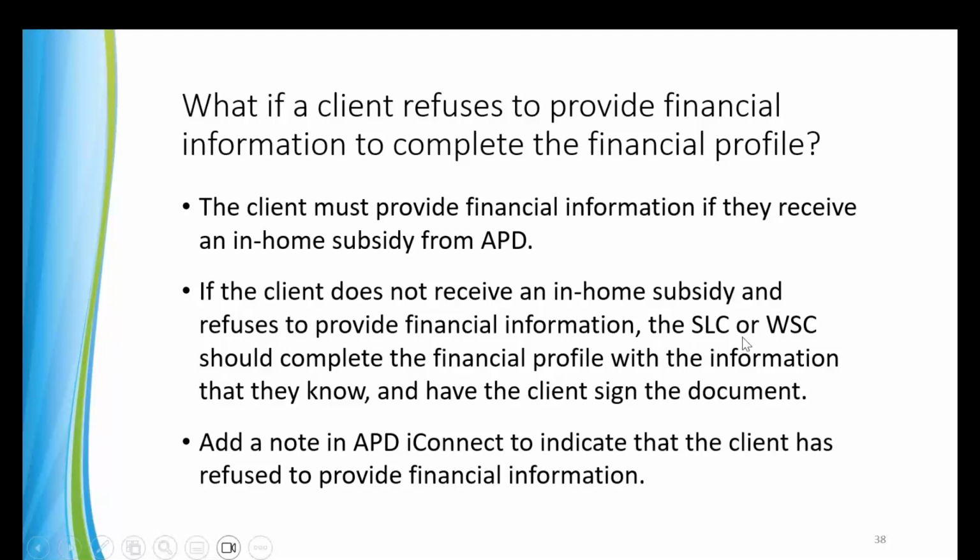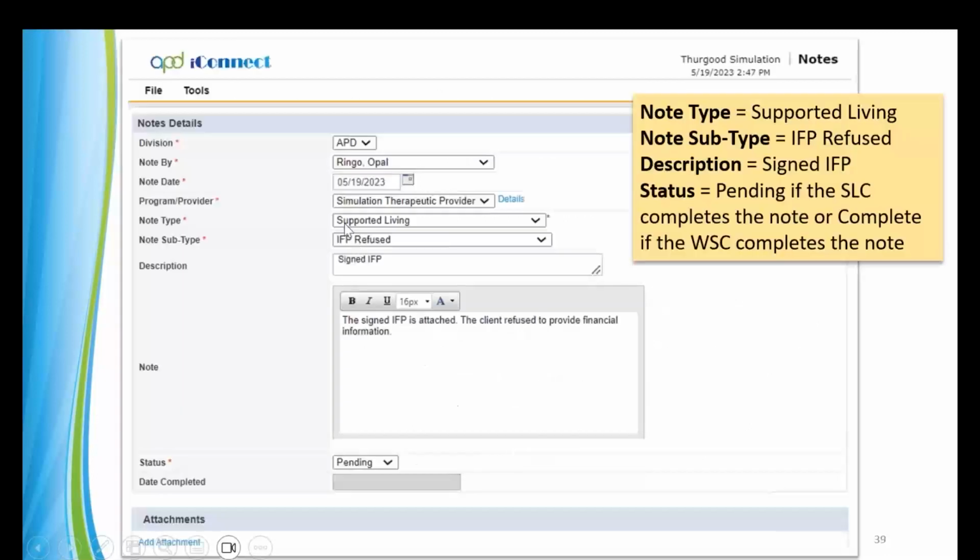But if they are not receiving an in-home subsidy and they refuse to provide that information, if you're completing it, or the supported living coach is completing the IFP, either one of you all, make sure you complete it with as much information as you know. Still have the client sign the document, and then you're going to follow the process of uploading it to iConnect. You're going to add a note in APD iConnect, and it's just going to be a different note type. Let's take a look at it. Supported living is going to be IFP refused. So just make sure that you put it as that.